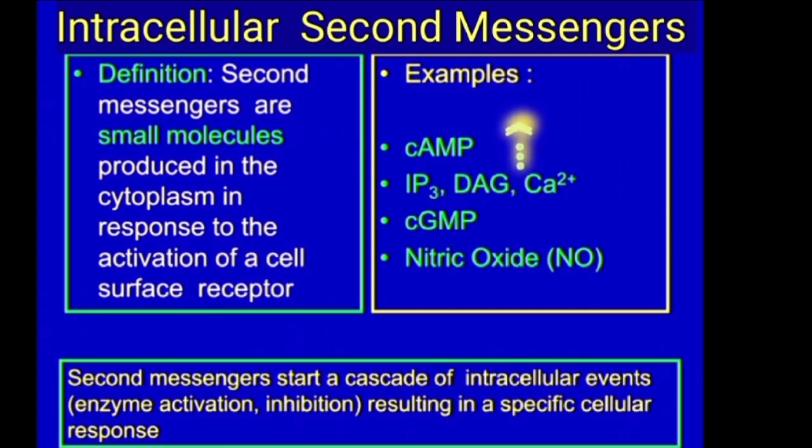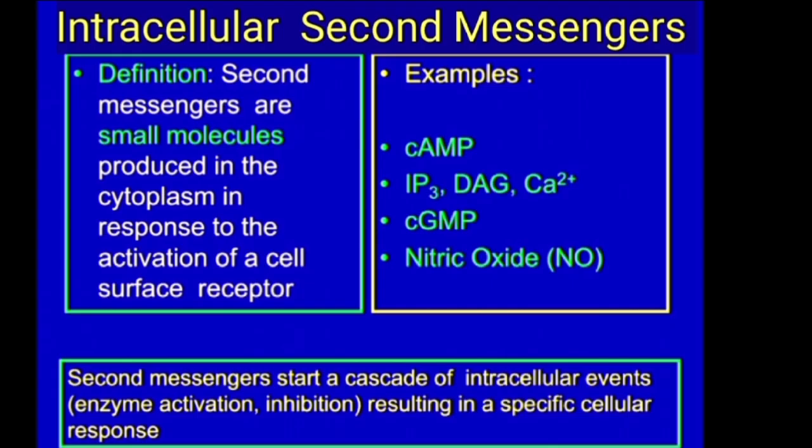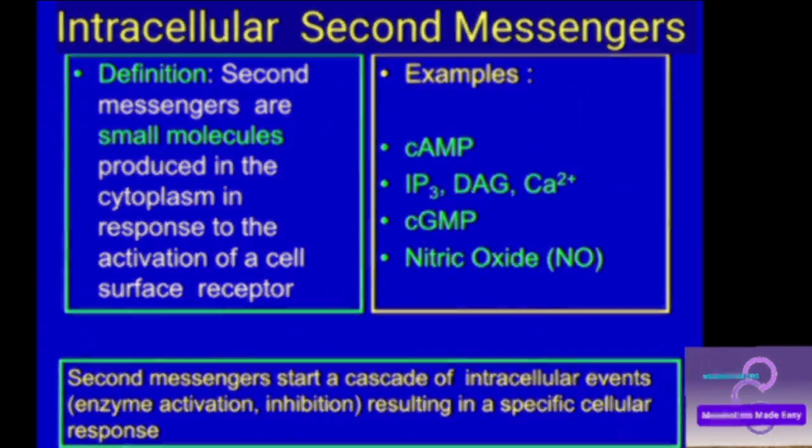Second important feature about second messengers is that they are typically small organic molecules. Okay? They are not proteins in nature. They are not peptides. They are typically organic small molecules. Here they are. Here are the examples. Cyclic AMP is one, IP3, inositol trisphosphate, diacylglycerol, calcium, cyclic GMP, nitric oxide. Second messengers are typically small molecules that are not present during the resting state of a cell.